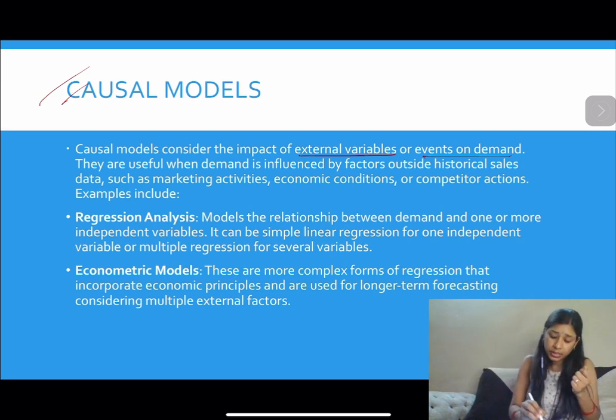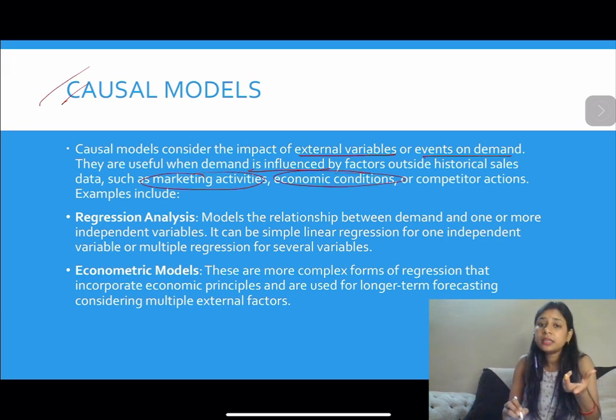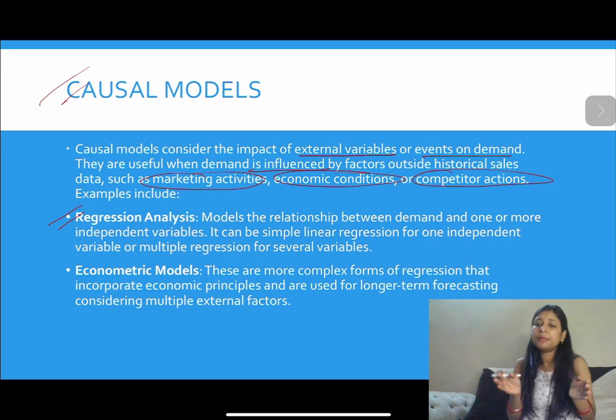So basically all the external factors that affect the demand, such as marketing activity, the economic condition of the country, or the competitors. All these things are not covered in the historical data, but they do affect the demand and thus need to be analyzed well. So here we can use the causal model, and what you can do is run a regression. Regression analysis can be done. Regression is basically where you have a dependent variable and independent variable.